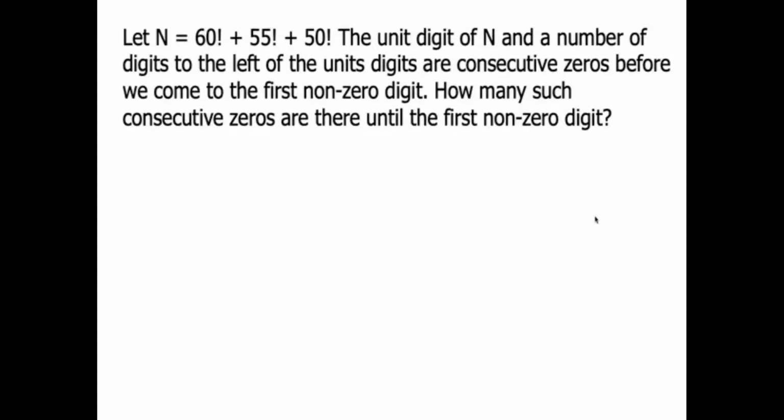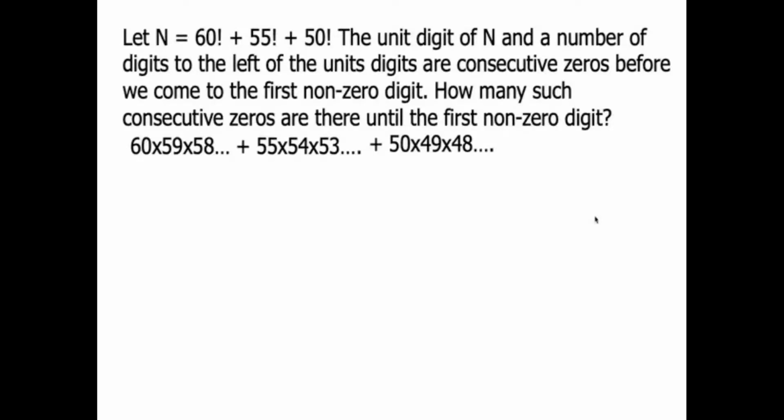Well, just to kind of give us an idea, let's start writing it out. 60 factorial is 60 times 59 times 58 all the way down to 1. 55 factorial means 55 times 54 times 53 all the way down to 1. And 50 factorial is 50 times 49 times 48 all the way down to 1.